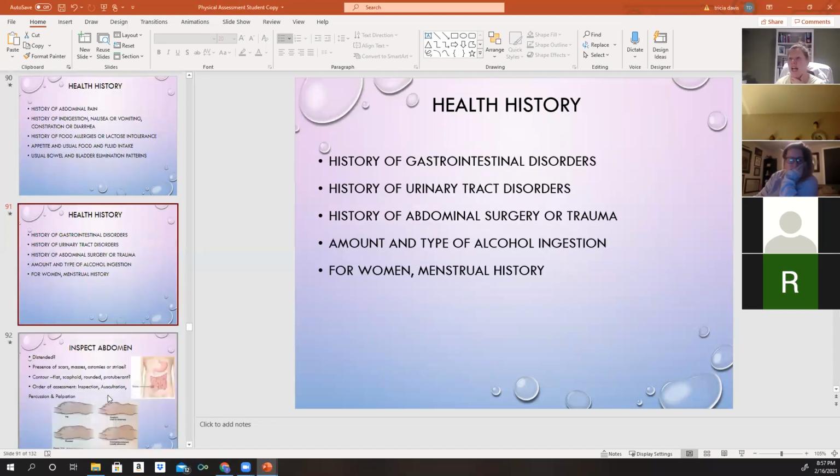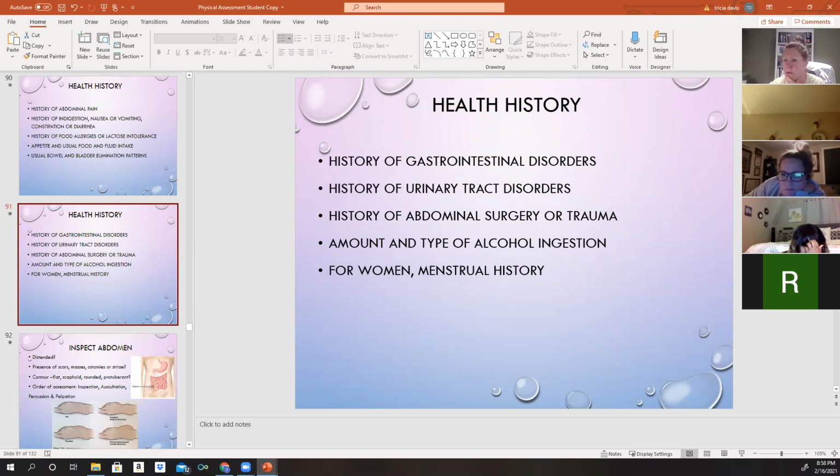Do they have a history of any GI disorders? Maybe they have IBS or IBD. Do they get a lot of urinary tract infections, or do they have any other urinary tract issues? Have they had any abdominal surgery or any trauma? A lot of people that come in with abdominal pain have had a lot of different abdominal surgeries and they get adhesions in their abdomen. And they have pain for almost the rest of their life. And it's something you really can't take care of unless you go in there and scrape everything out. And then for women, you want to know their menstruation history. And then you want to know the amount and type of alcohol ingestion that they take.